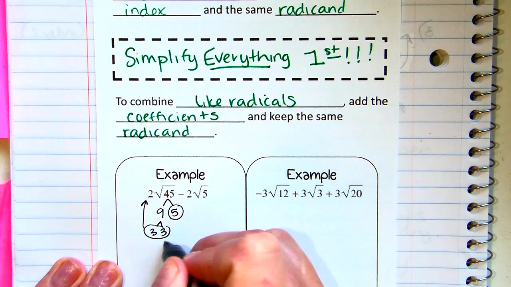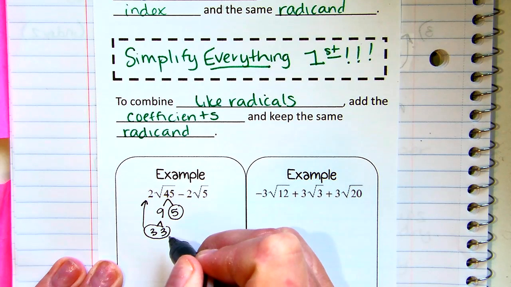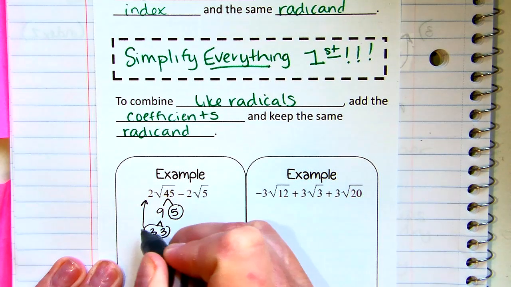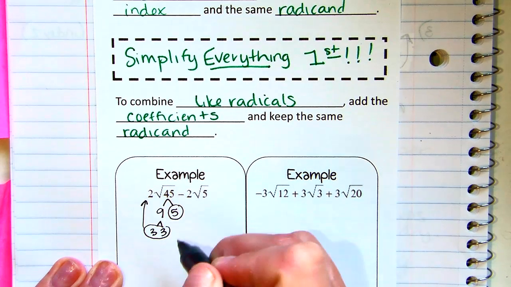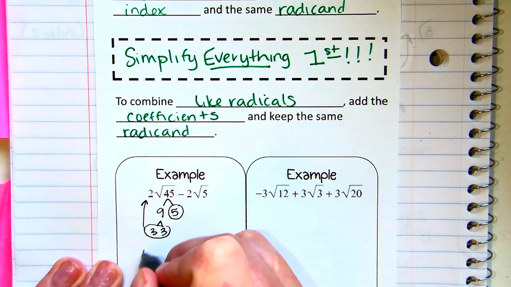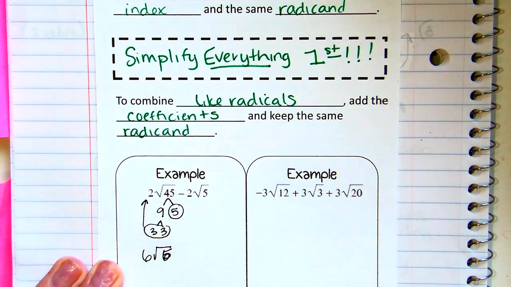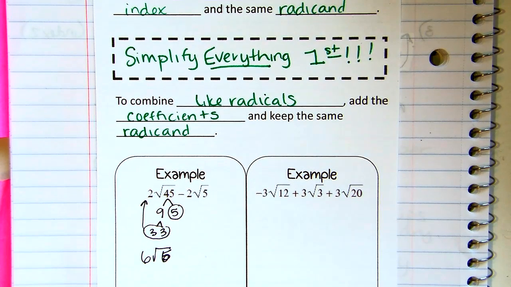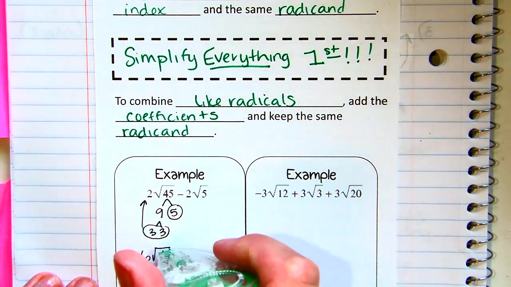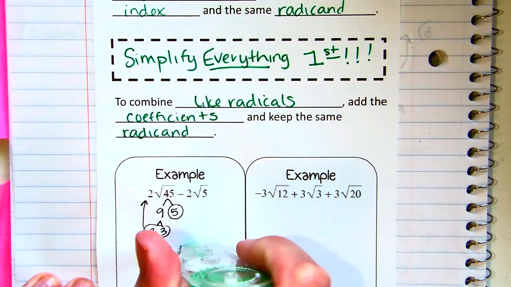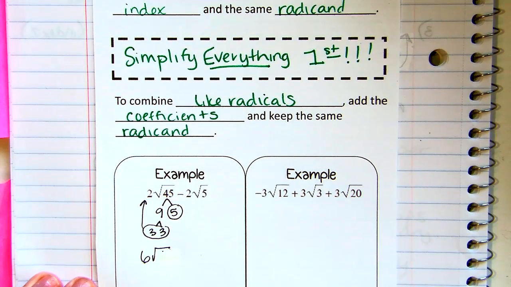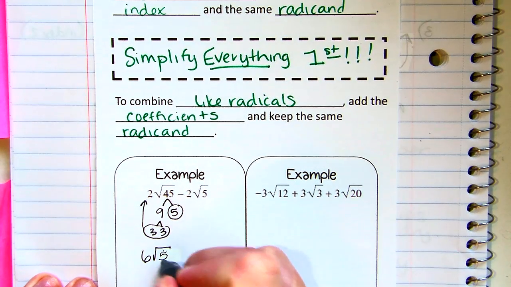Remember, anytime we move something outside of our radical, it gets multiplied by what's existing there. So 2 times 3 is going to be 6. I'm going to be left with 6 root 5. Whoops, made a mistake there. That's okay, that's what whiteout was for. All right, so once again, I get 6 root 5 because that 5 is remaining.